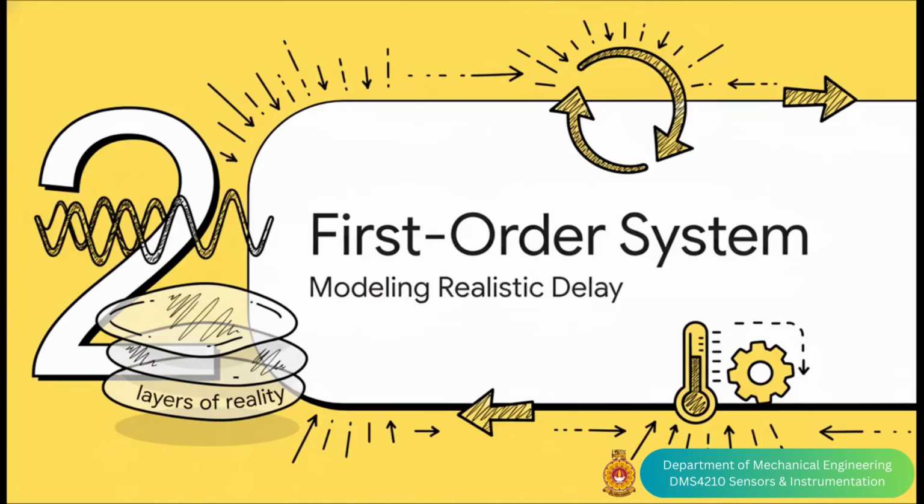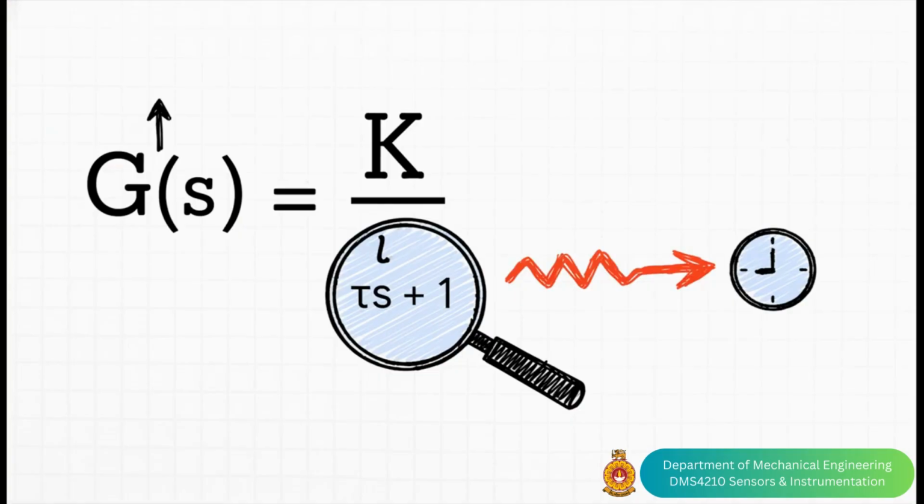All right, time to come back to reality. Let's add in that first and most common layer of real-world physics to our model. Let's talk about the delay that we see in so many everyday sensors. And here it is. This is the equation that models that delay. See, we've still got our gain, K, right up top, but look at the bottom in the denominator. We've got a new term here, tau s plus 1. That little addition right there is how we mathematically capture the physics of that delay.